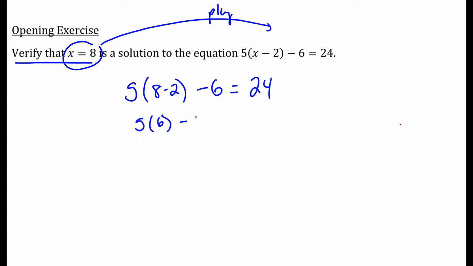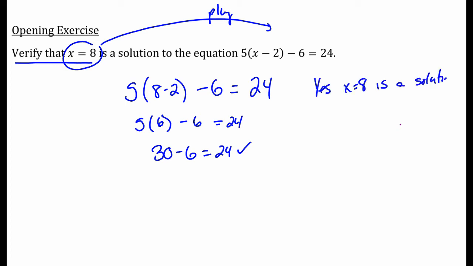5 times 6 minus 6, does that equal 24? Well, is 30 minus 6 equal to 24? Last time I checked, it is. So, yes, x equals 8 is a solution. Why? It makes the equation true.